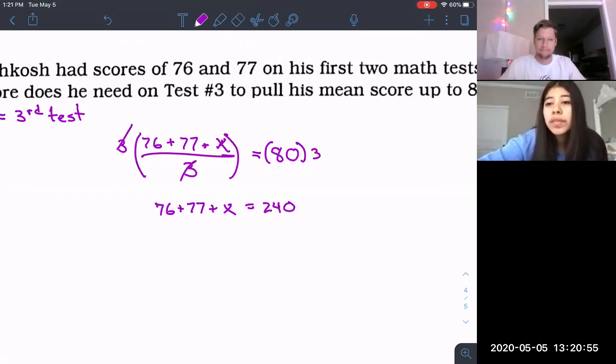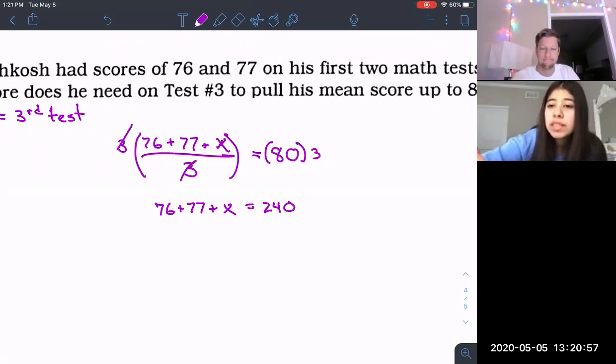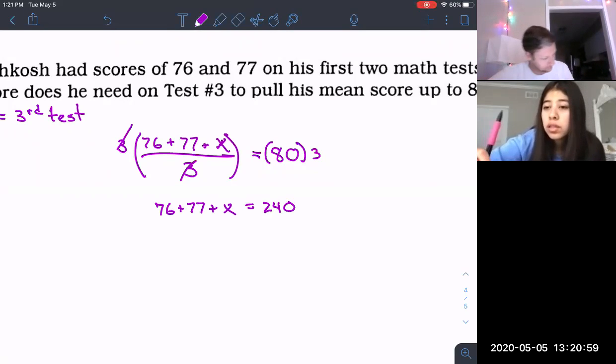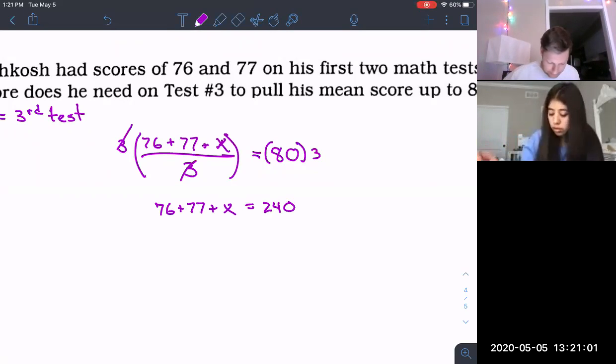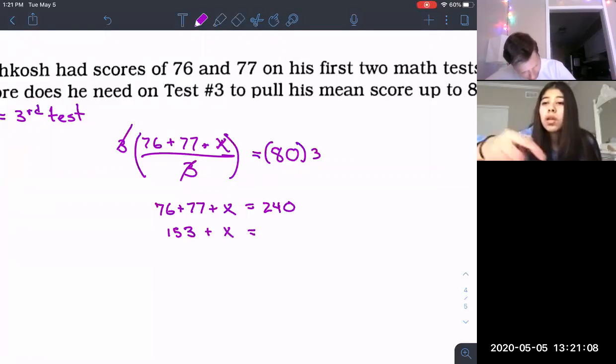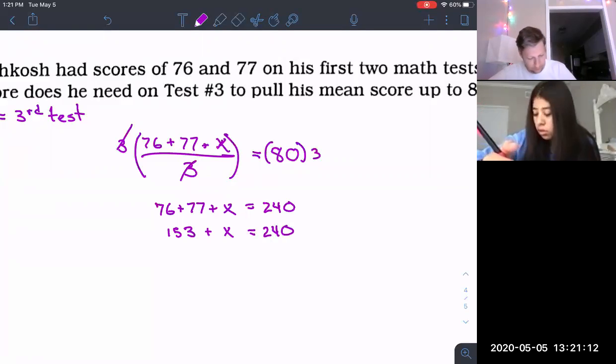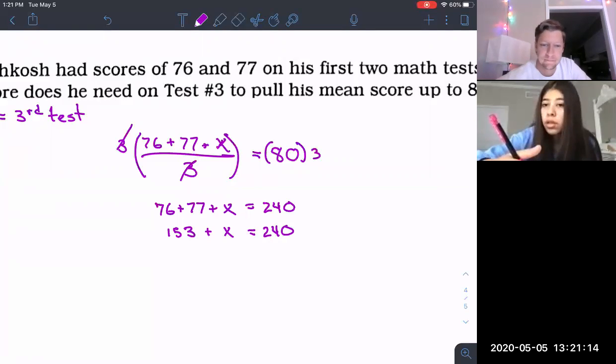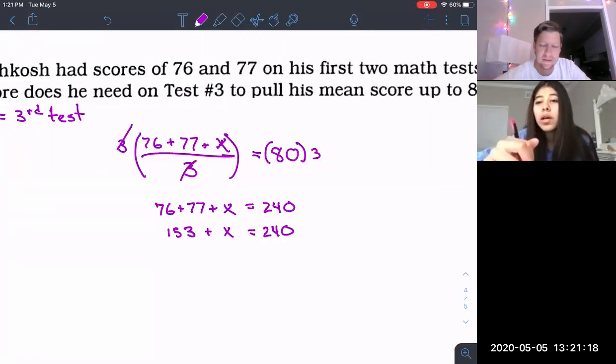Add 77 plus 76. All right, combine like terms. So punch that in real quick. 153 plus X equals 240. Okay, now what? Got to think all the way back to equation solving. Get that X by itself.